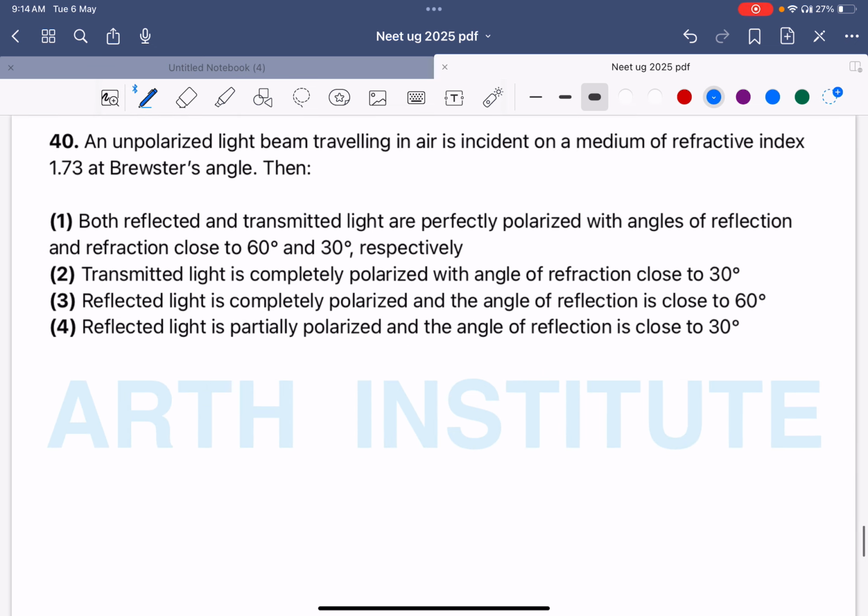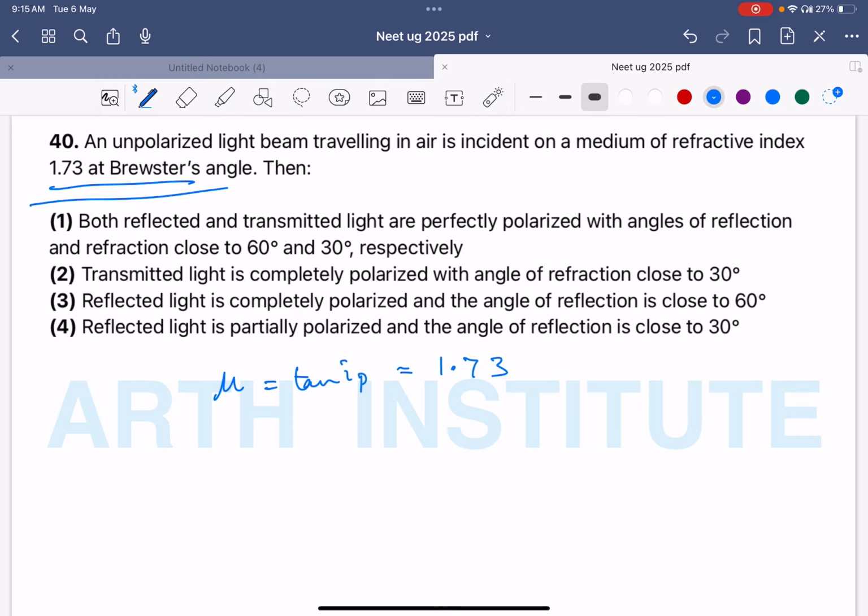Now look up, an unpolarized light traveling in air is incident on a medium of refractive index 1.73. Mu is equal to tan IP, 1.73. The light is incident at Brewster's angle. That is the main thing.